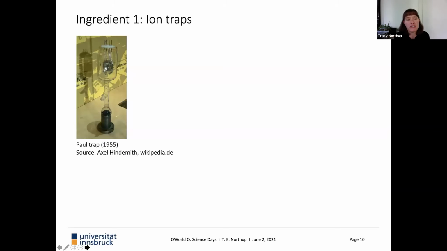The two ingredients in the approach that we're using, that I'm going to tell you about: the first of these ingredients is an ion trap. This is a picture, I think, from the Deutsches Museum in Munich, of one of the very first ion traps, built by Wolfgang Paul.